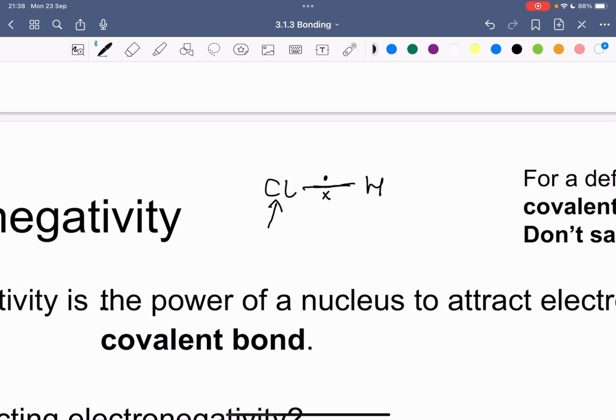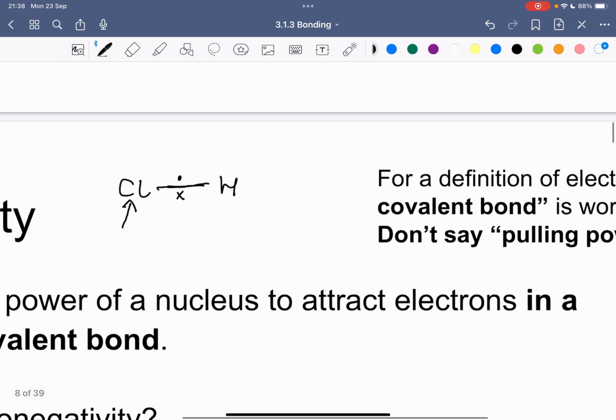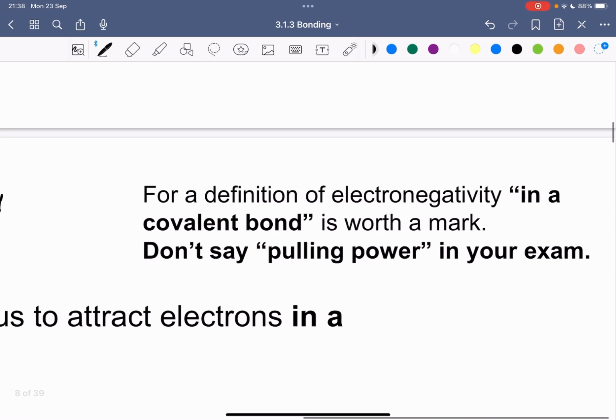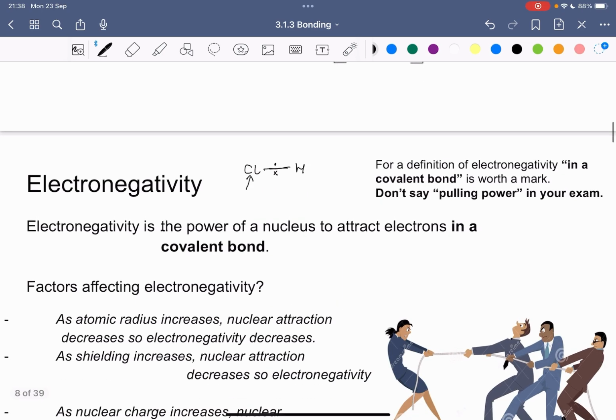Okay, so it's electronegativity. It's basically just like pulling power in simple terms. However, you do need to make sure that in an exam, if they ask you for the definition of electronegativity, you don't say pulling power. Okay, now what are the factors that affect electronegativity?